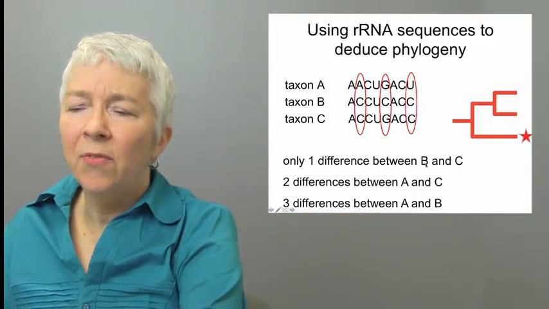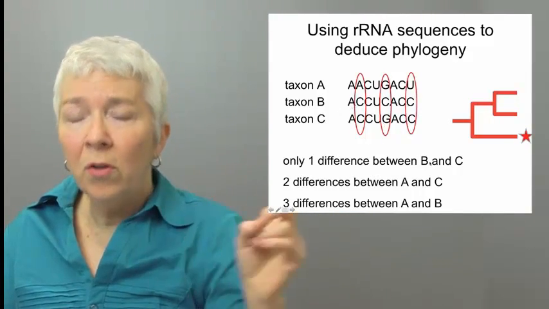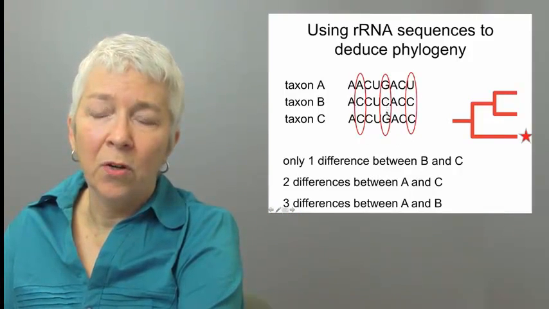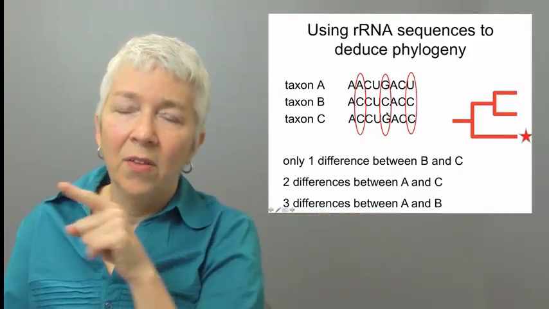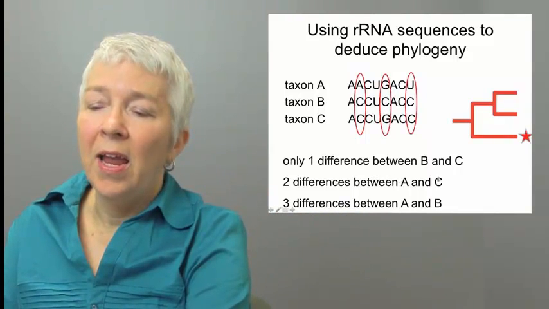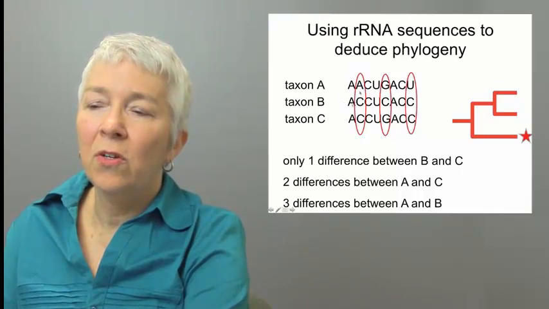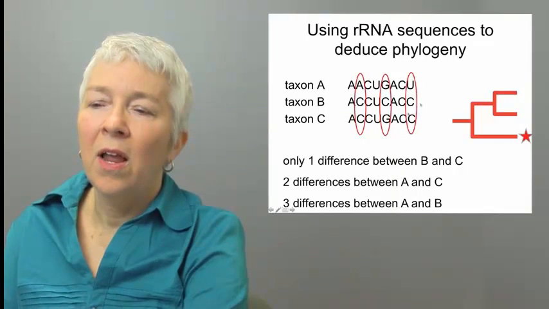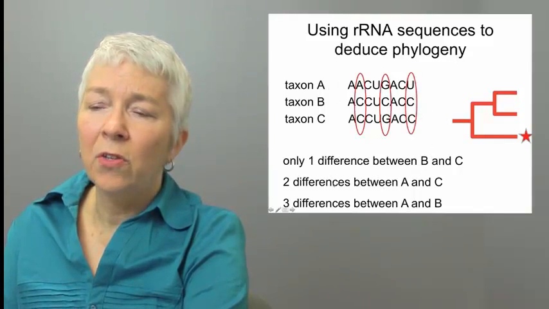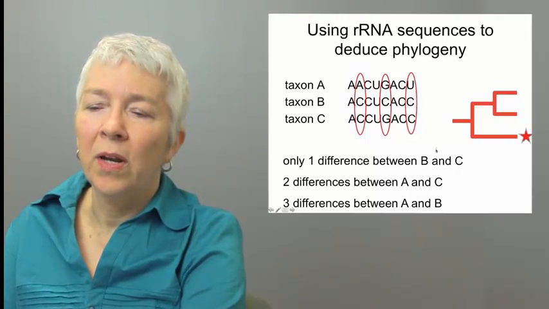If we say, well, how many differences do we see between B and C? If we compare these two, there's only one difference between these 2 taxa, and that is at this particular location here, position 5 in this 8 nucleotide sequence. If we compare A and C, meaning taxon A with taxon C, you can see that there's 2 differences, right? This one here and this one here. If we compare A and B, we can see there's 3 differences, right? This one, and this one.